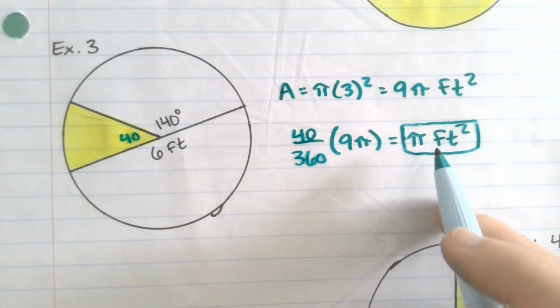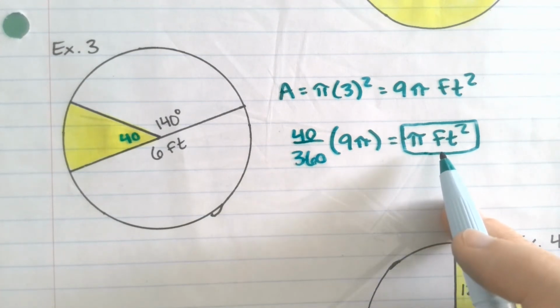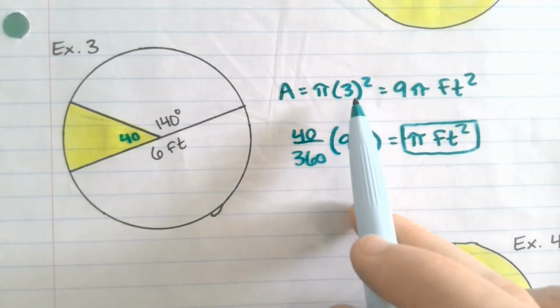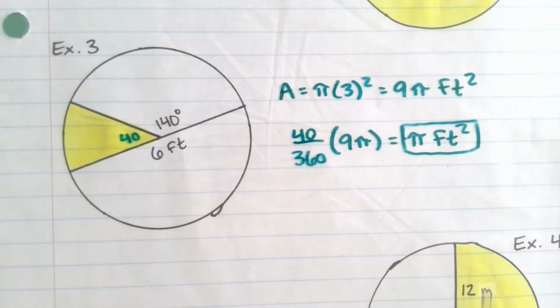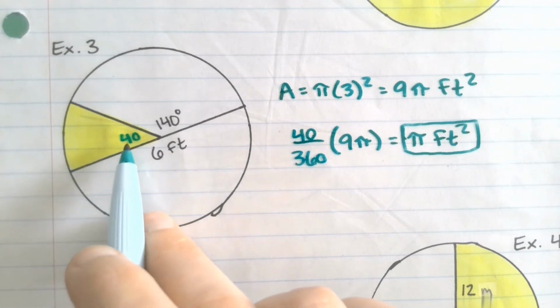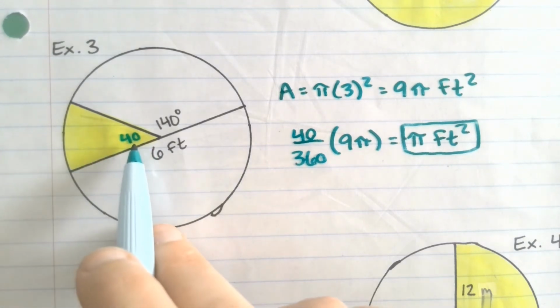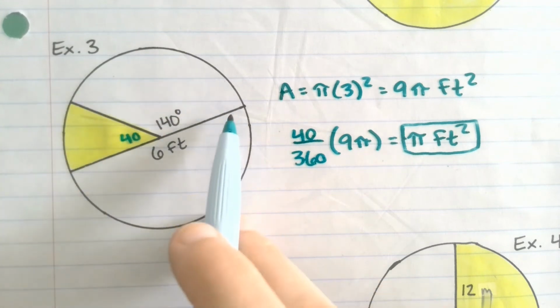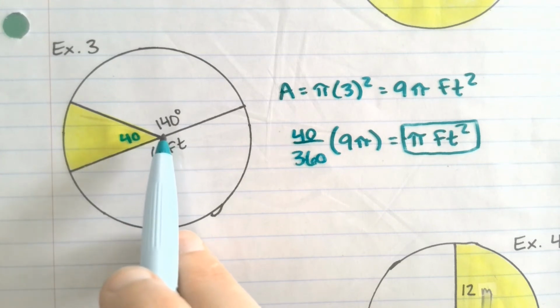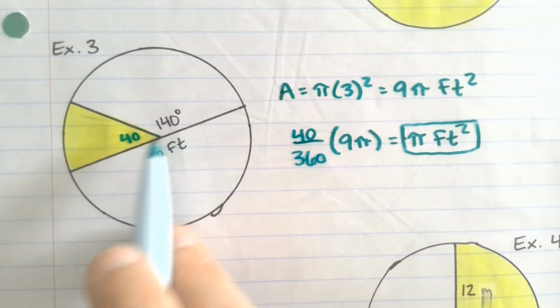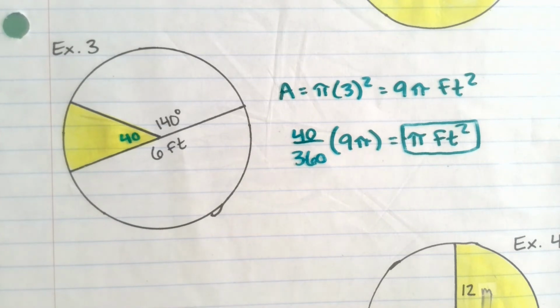So you should have gotten 1 pi feet squared. Make sure that for your total area you use the radius, so the radius should have been 3, and then squaring it would get you the 9 pi for the whole area. For finding that missing central angle, remember that a semicircle is 180 degrees, or just looking at these angles, they are a linear pair, they're supplementary, so they add up to 180. So taking 180 minus 140 gets us our missing angle of 40. So 40 out of 360 times 9 pi is our pi feet squared.